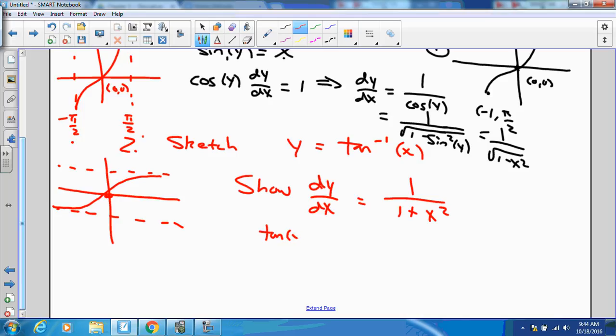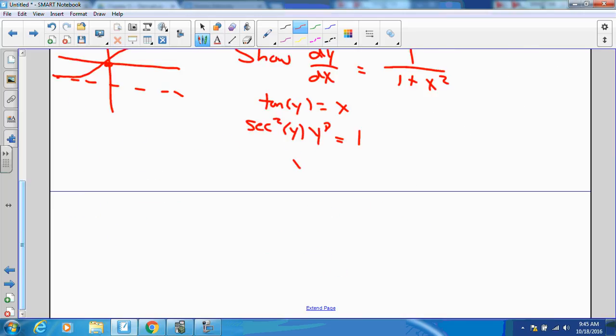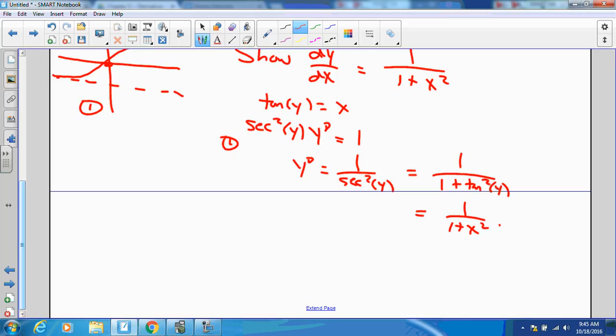Down here, same process. And y is equal to x, so secant squared y dy dx, y prime is equal to 1. And now we appeal to the Pythagorean identity that secant squared y is the same as 1 plus tan squared y, and tan y is equal to x. So again, a good proof is worth 1, and a good graph is worth 1. Mark them up out of 4, and pass them up.